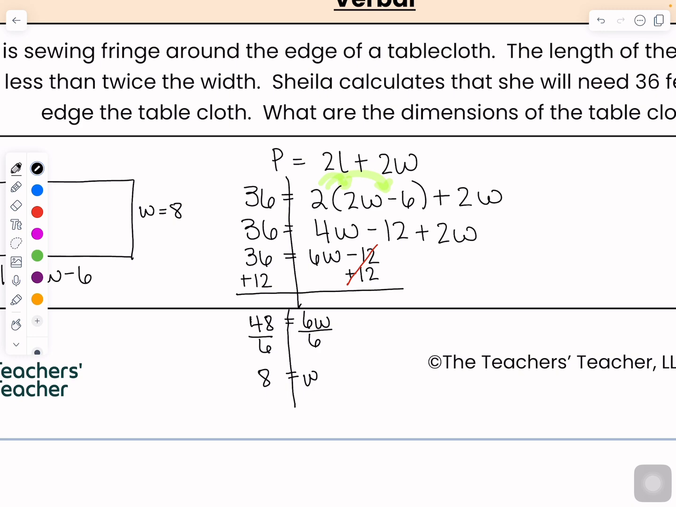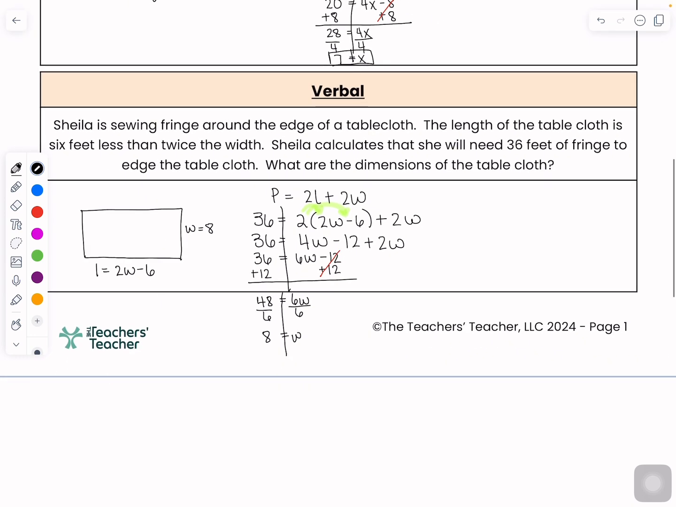Now that we know our width, let's see if we can determine our length. Remember, we know our length is equal to 2 times our width minus 6. 2 times 8 is 16 minus 6. Therefore, our length is 10.